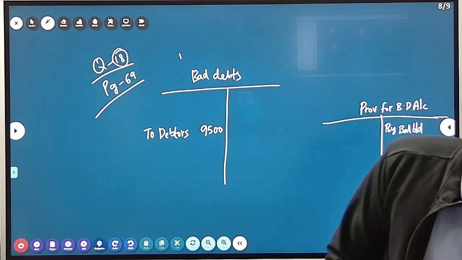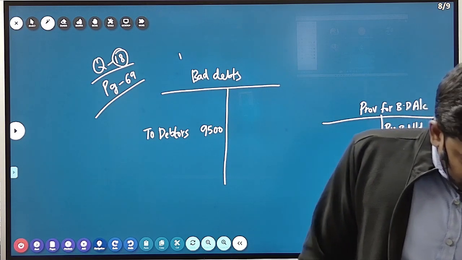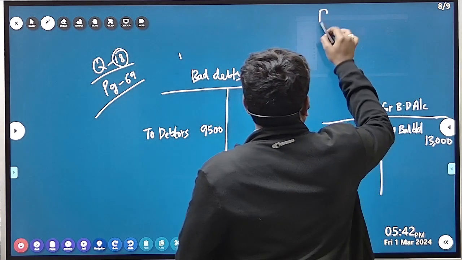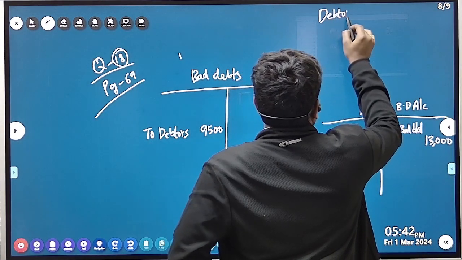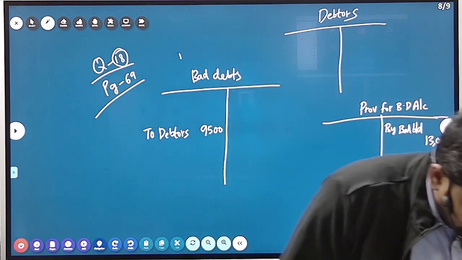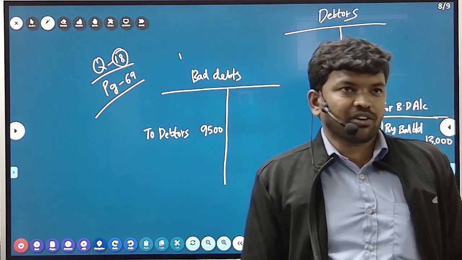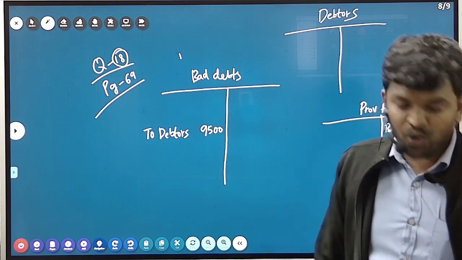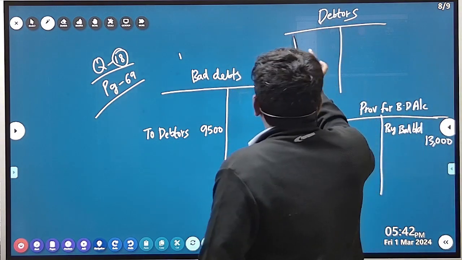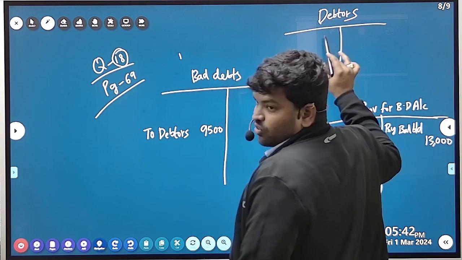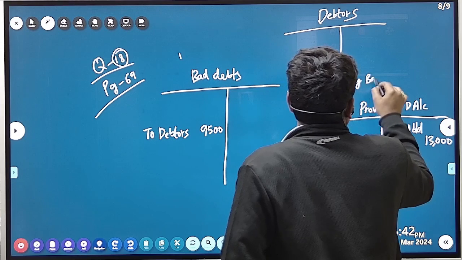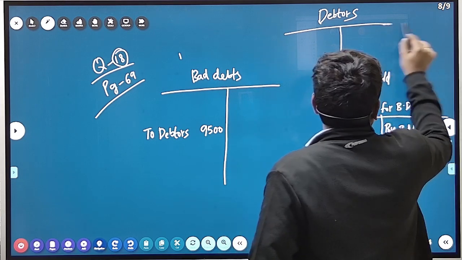Next. The sundry debtors as on 31st March 2022 stood at 3,25,000. Sundry debtors as on 31st March 2022. This is opening or closing? Closing, very good. Debtors is a debit balance, yes or no? So opening debit is to balance brought down. Closing balance is by balance carried down. How much amount?